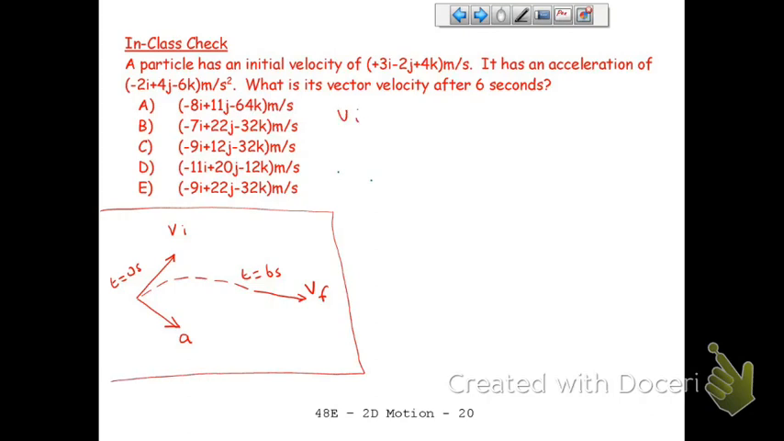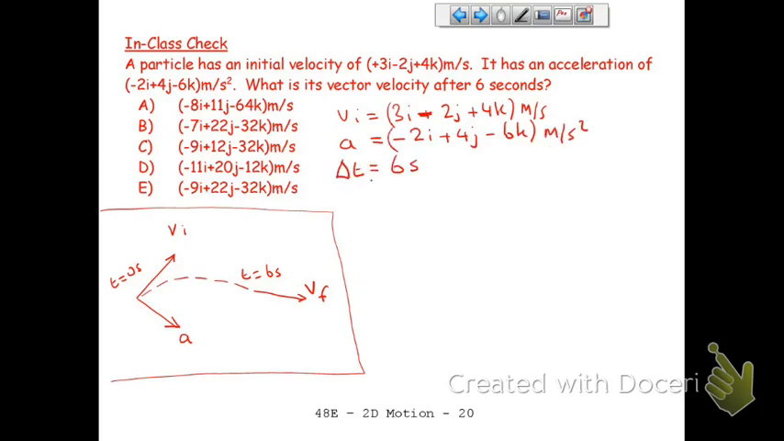So I'm going to say, well, my Vi equals 3i minus, not plus, minus 2j plus 4k. And that's the velocity, so that's going to be in meters per second. And then I guess I have an acceleration, and my acceleration is equal to minus 2i plus 4j minus 6k. And that's going to be in meters per second squared. And then my time interval, it says after 6 seconds. So I know my time interval is 6 seconds.